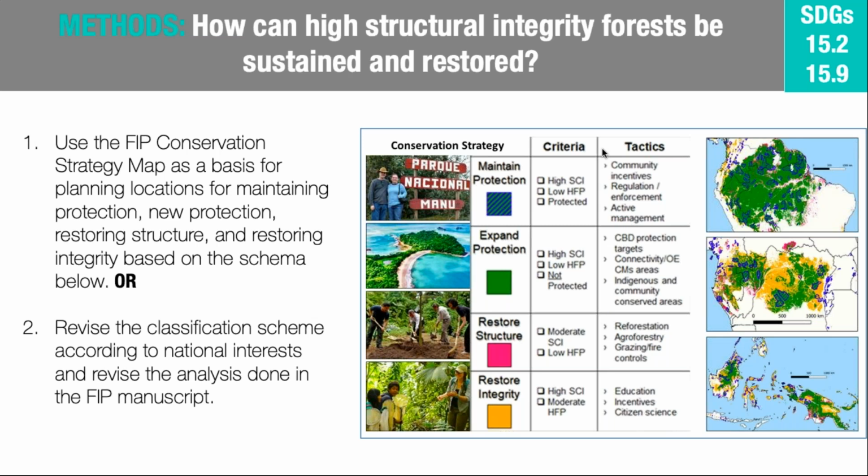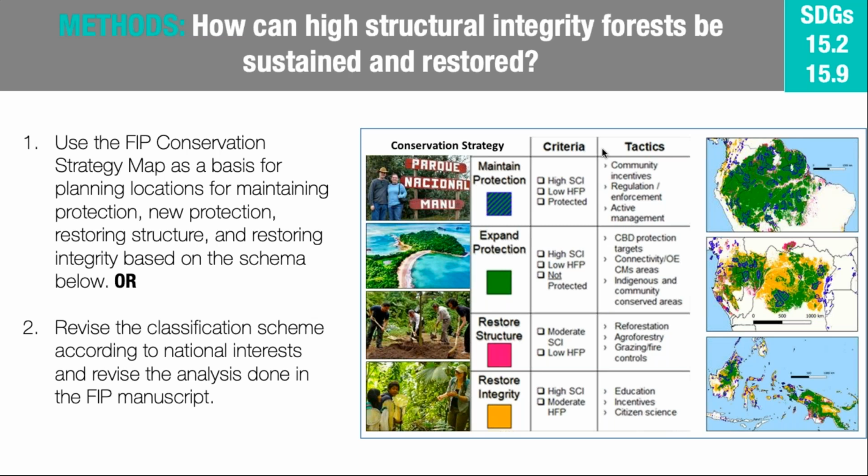Again, there's 4 different components of this overall framework. That is to maintain current protections, to expand protected area coverage, to restore structure, and to restore integrity. So the maintaining protections, of course, would occur in places that are currently protected and that are high in structural integrity. That is, they're high in structural condition and low in human footprint.